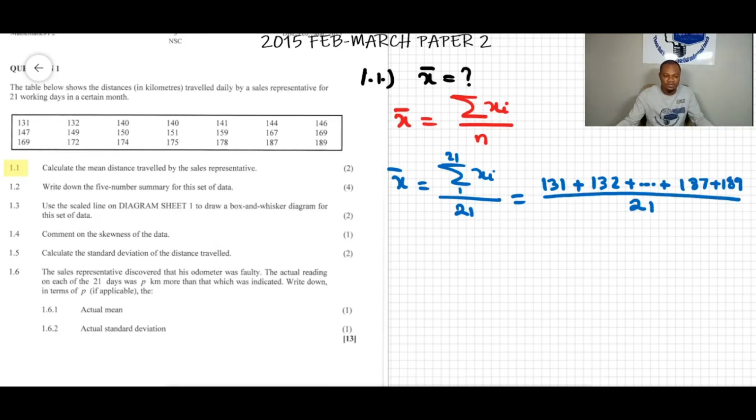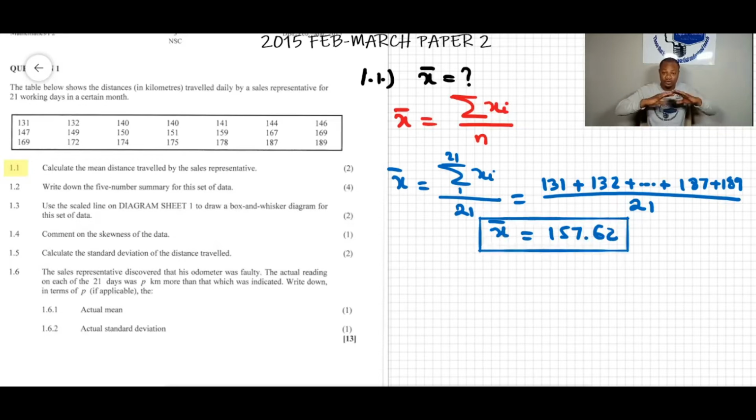And then doing this sum, we're going to get 157.62. That's X bar. The mean is the same thing as the average. So we do the sum of all the data, we divide by how many there are.